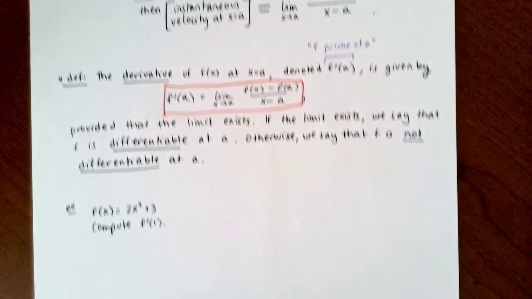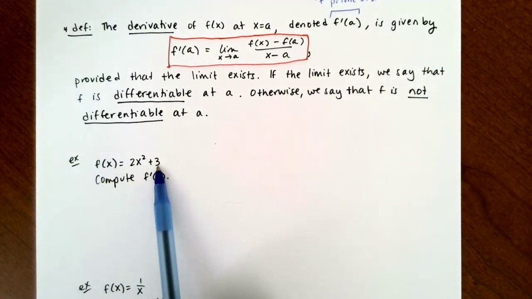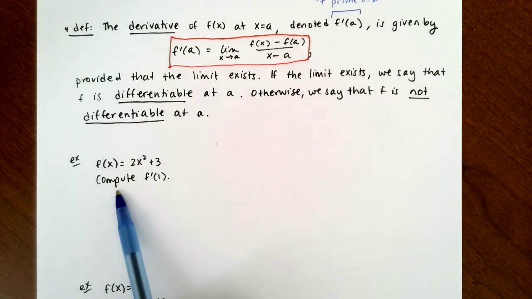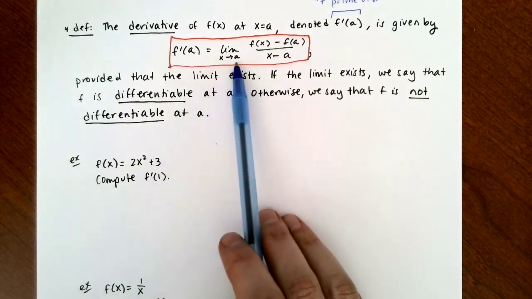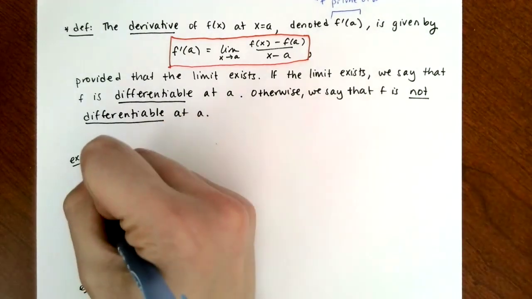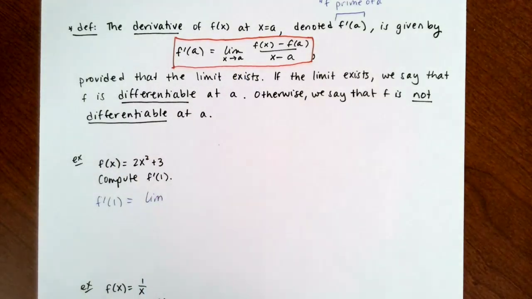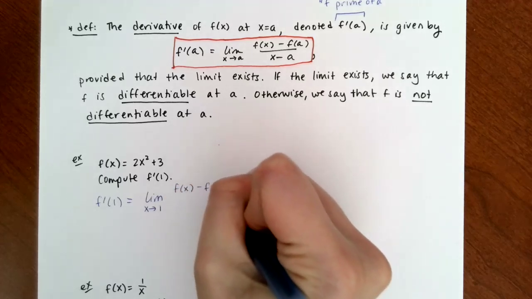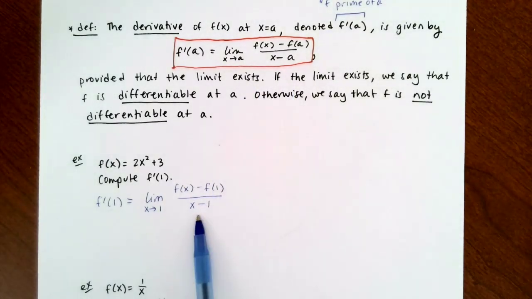All right, so this brings us to our first of two examples. So we have a function 2x squared plus 3. It doesn't represent anything special or position. So instead of instantaneous velocity, they just say compute f prime of 1. So I'm going to use this new definition and fill in a 1 for the a. And that's actually my first step here. F prime of 1. I'm going to write this exact definition, but with a 1 filled in for the a and nothing else changed just yet. So I have f of x minus f of 1 over x minus 1. So this definition with the a's turned into 1s.